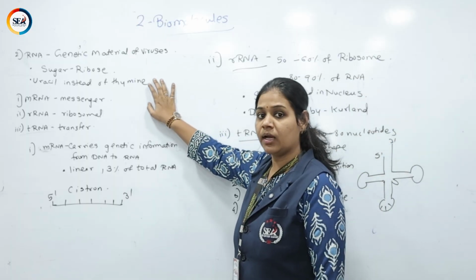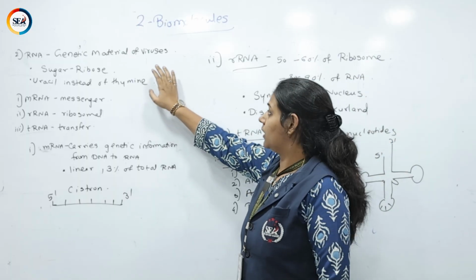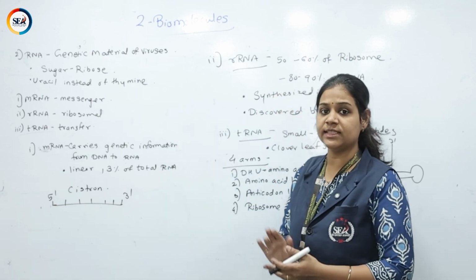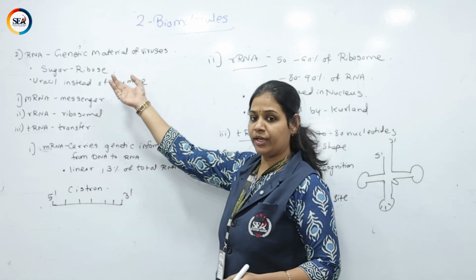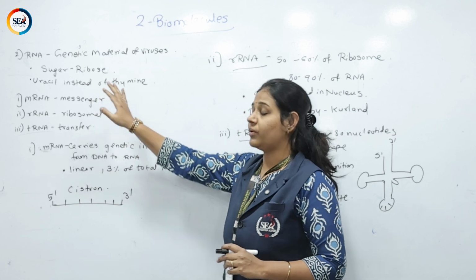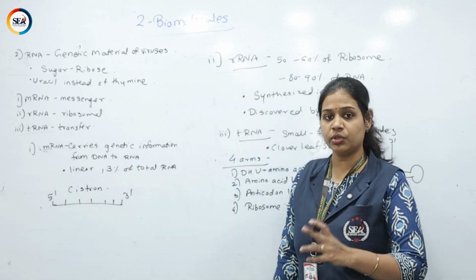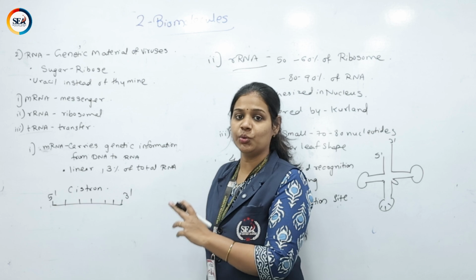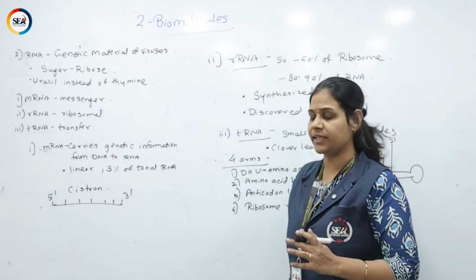The next nucleic acid is RNA. RNA is ribonucleic acid. Genetic material in most of the viruses is RNA. The sugar found in RNA is ribose sugar. Uracil is present instead of thymine. So here A will always pair with U, that is uracil, and G will pair with C.